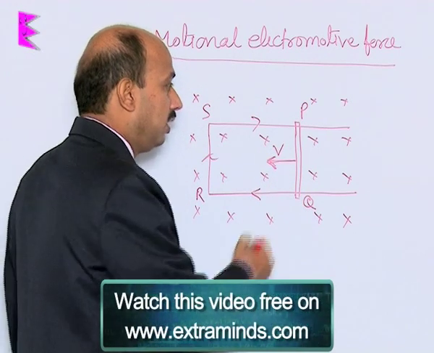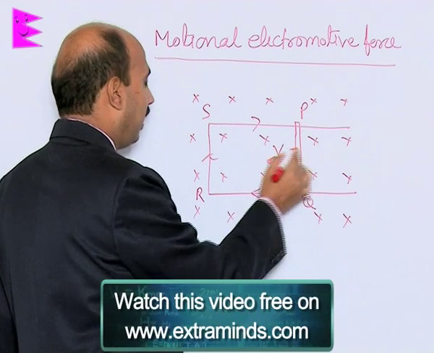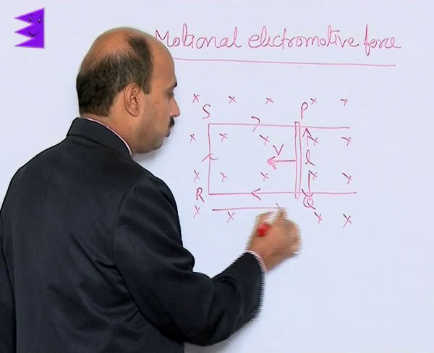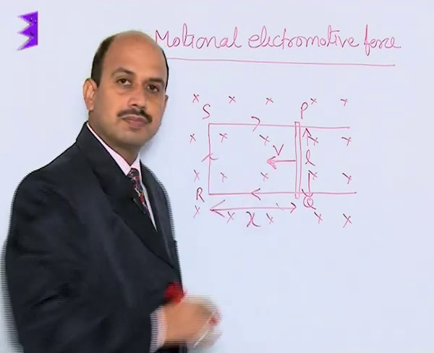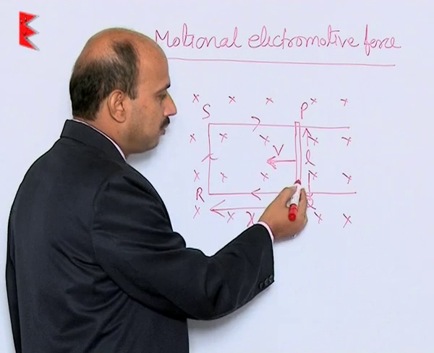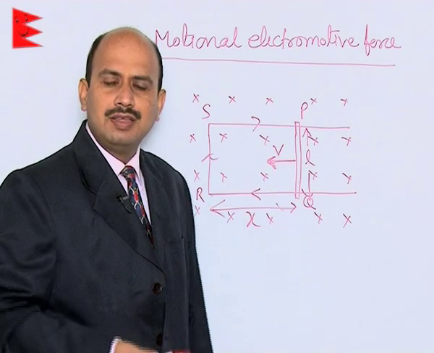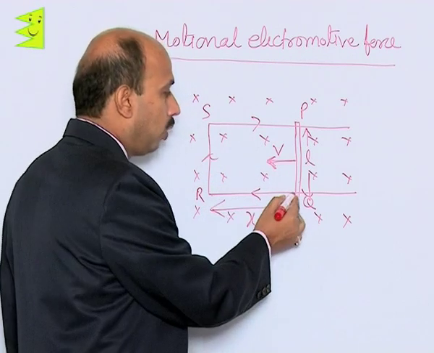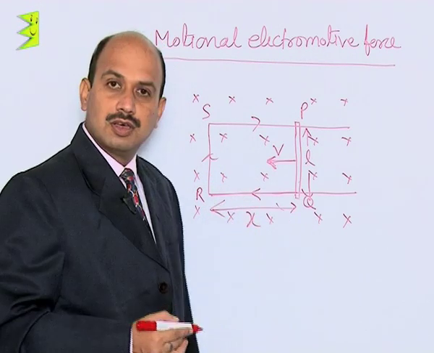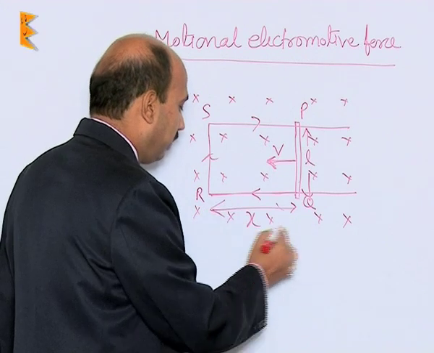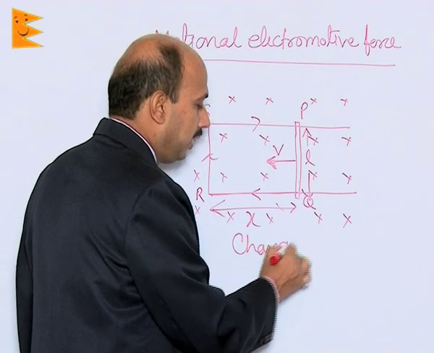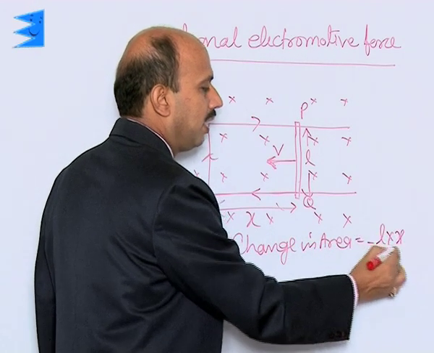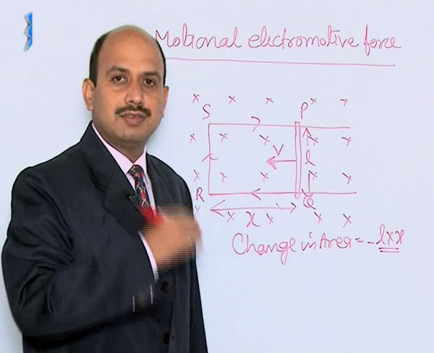Now, see, the length of this rod PQ is L. Suppose this length we write as L, and the distance from here to here is x. When this rod PQ comes from here to this end, the area completely reduces to 0. So, when the rod PQ covers the distance x, there is a decrease in area. We can write the change in area as minus L into x. The negative sign I have introduced here is for the decrease in area.